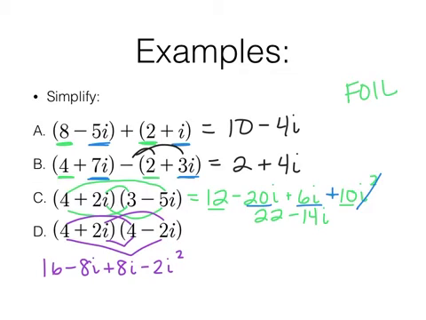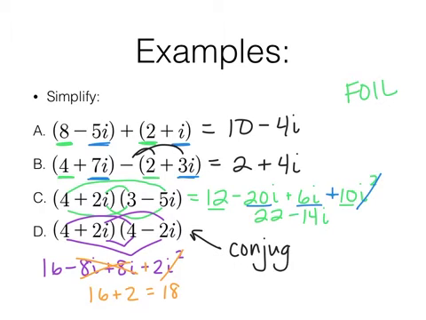So again, go through, look at your simplifying. So i squared is negative 1, so that's now a plus 2. And minus 8i plus 8i cancels out. So this becomes 16 plus 2, which is 18. So just something to understand here, these two are conjugates of one another. And when you multiply two imaginary or complex conjugates together, you get a real number.